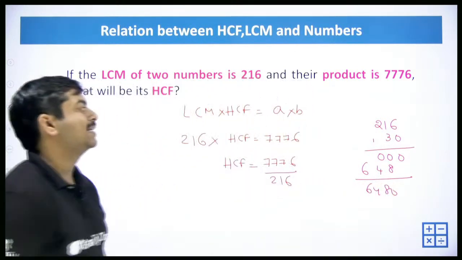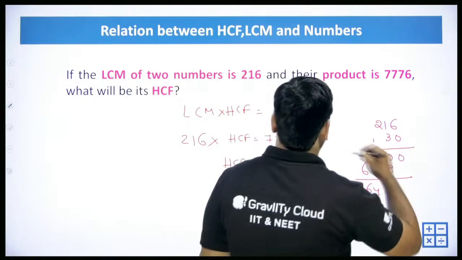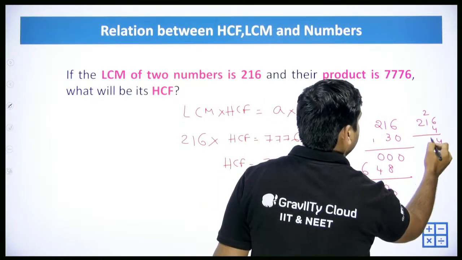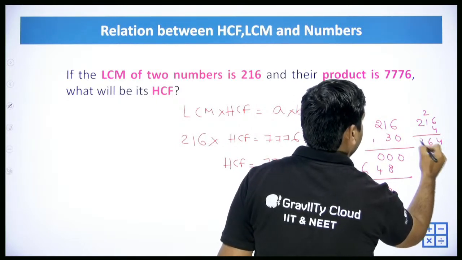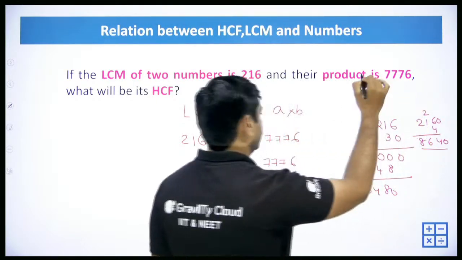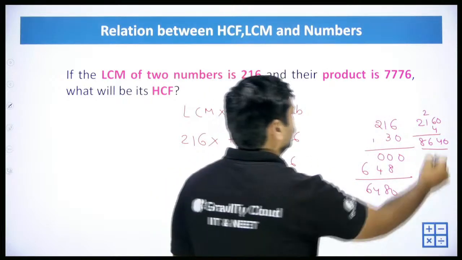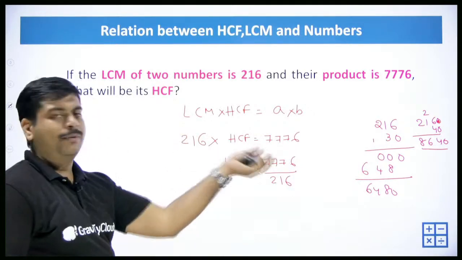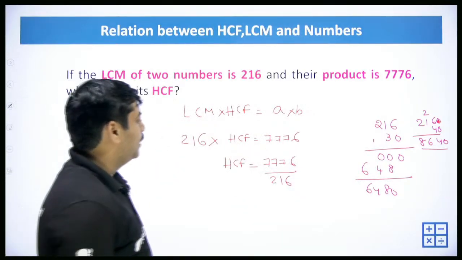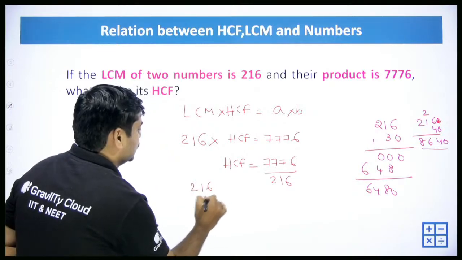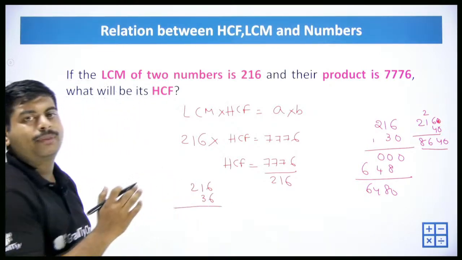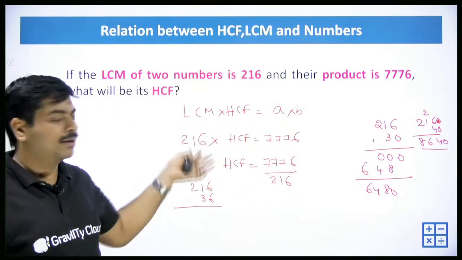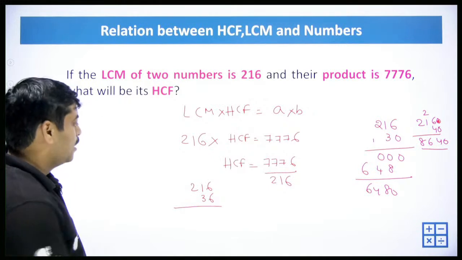Let me try 216 into 40. That will be greater than that. 216 into 40 is 8640. So it will be a number between 30 and 40. Let me try to find what is 216 into 36. All these are not necessary. You need to cancel by 2, then 3, then 4, whatever it is, but I'm trying to bring the direct factor out of that.